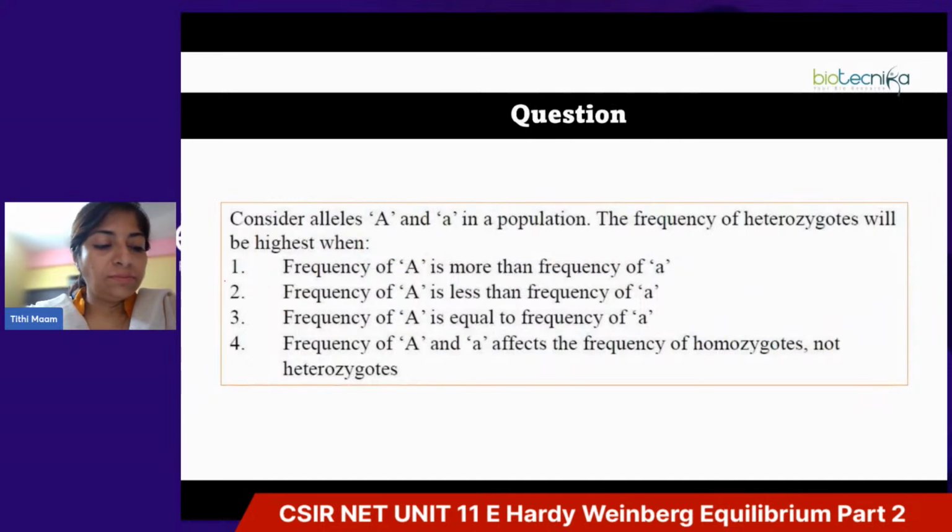Yes, this question was asked in this year's CSIR exam, the last one that happened in June. So consider alleles capital A and small a in a population. The frequency of heterozygotes will be highest when: frequency of capital A is more than frequency of small a, frequency of capital A is less than frequency of small a, frequency of capital A is equal to frequency of small a, or frequency of capital A and small a affect the frequency of homozygotes and not heterozygotes. What will be the answer?